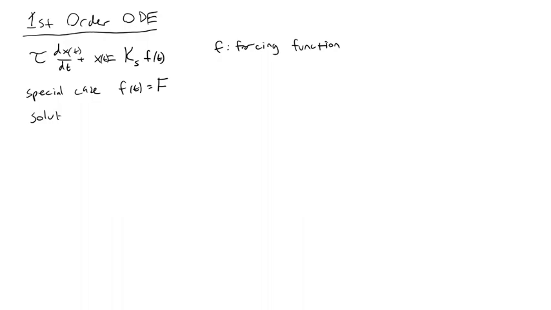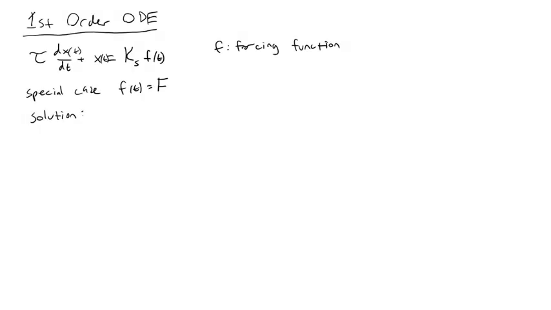then the solution to this differential equation for x as a function of time is x of t equals x of 0 minus x infinity, e to the negative t over tau. Be careful not to get your t's and your taus mixed up. Plus x of infinity.